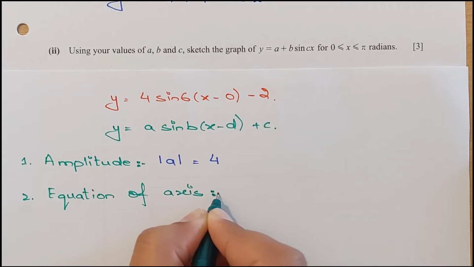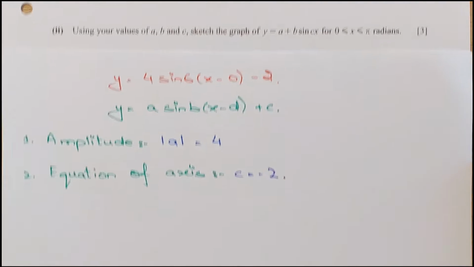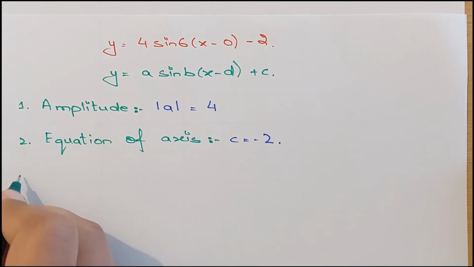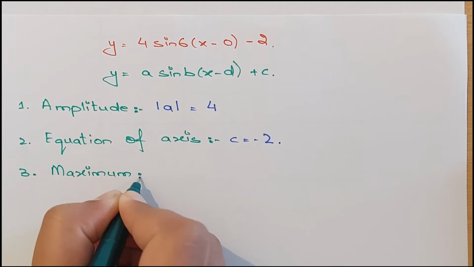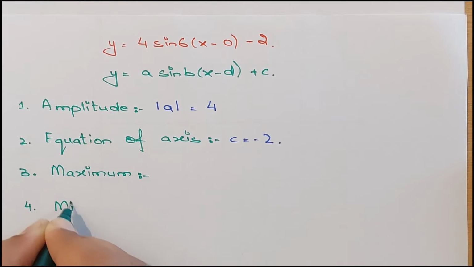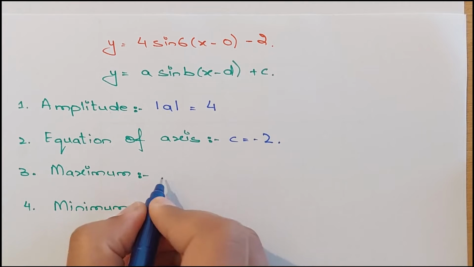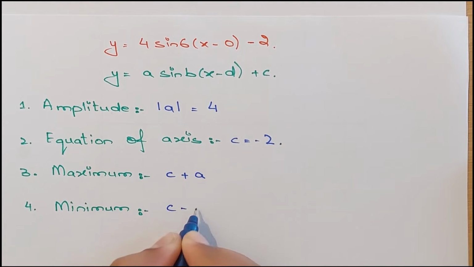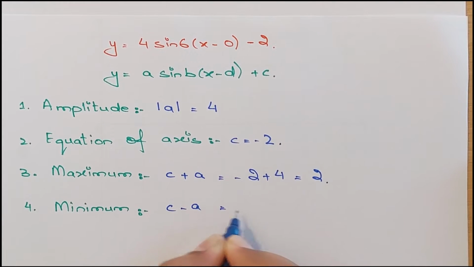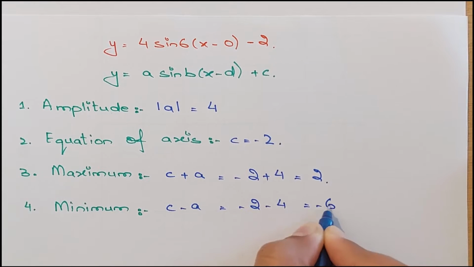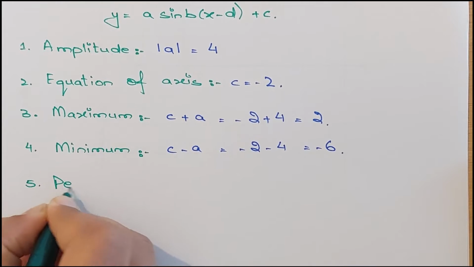Okay, the next thing we need is the equation of the axis. The equation of the axis is the c value, and the c value is negative 2. So now with the help of the amplitude and the equation of the axis, we can easily find the maximum value of the curve and the minimum value of the curve. Right. So the maximum value is c plus a, and the minimum is c minus a. So this is minus 2 plus 4, the maximum is 2, and minus 2 minus 4, the minimum is negative 6.